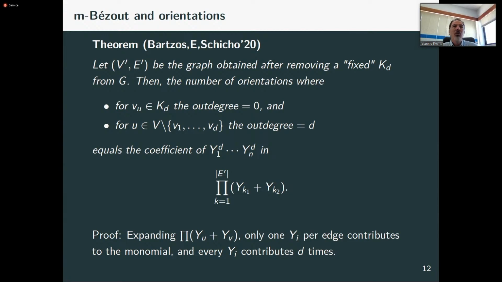Okay. So vertices in the clique are not important. So they have out degree 0. So only in degree. So I cannot choose them. And among the other vertices, I have to choose them exactly d times, not more, not less. So computing this coefficient becomes a graph theoretic problem. Count the ways to orient the graph such that these constraints are satisfied. I'm going to call them constrained orientations or valid orientations. Okay. So that was the crucial observation, I guess.